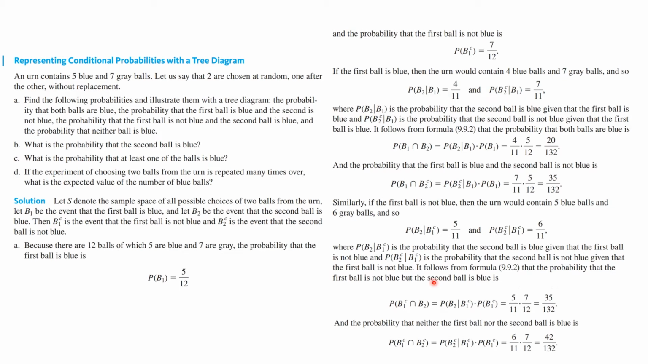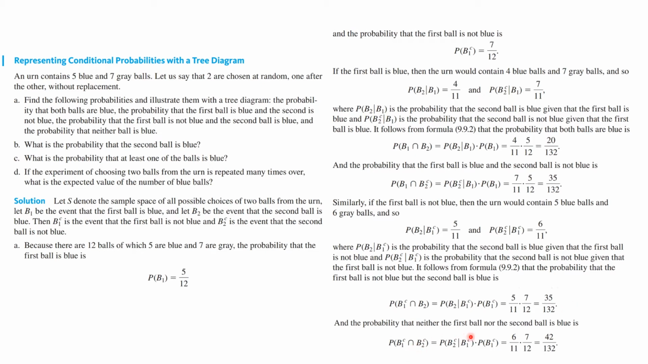It follows, then, that the probability of the first ball not being blue and the second ball being blue is the product of these probabilities. That follows from the definition of conditional probabilities. It's these numbers, and it's 35 over 132.